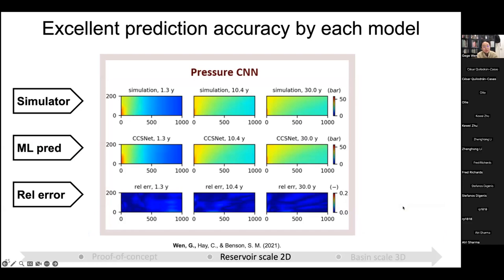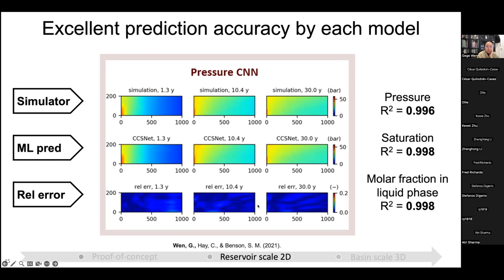And we were able to get excellent prediction accuracy from each model. This one is an example from the pressure CNN. In the top row, we have the numerical simulator prediction, and we predict the simulation result at different time snapshots over 30 years. We take the results from the first year, the 10th year, and the 30th year as an example. The second row is the machine learning prediction for the same time snapshot. And the third row shows the relative error. We can see that the prediction is very accurate and very encouraging.